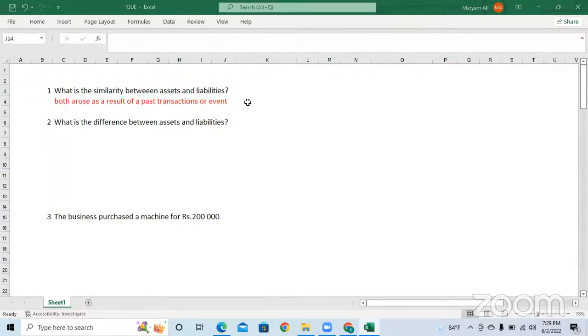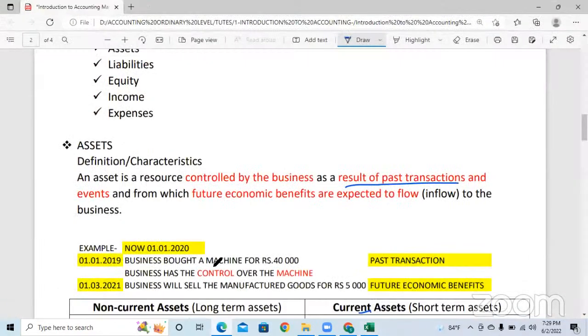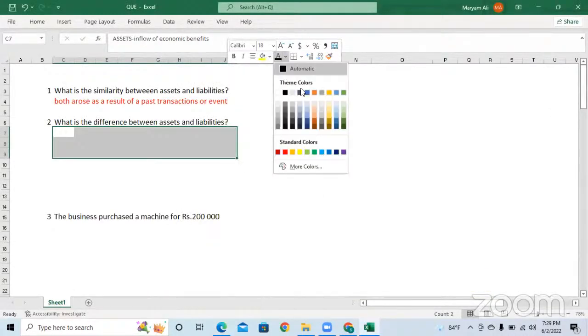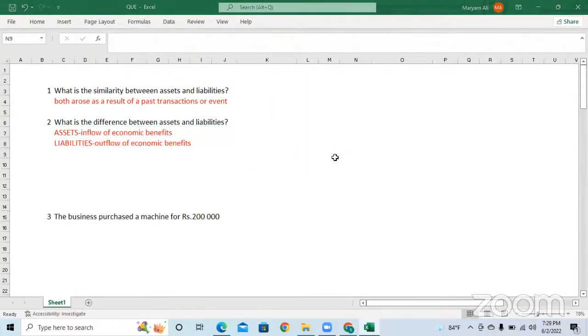Now, what is the difference between asset and liability? The difference, guys, is the economic benefits. If it's an asset, is it outflow or inflow of benefits? It's inflow. If it is a liability, economic benefits will outflow. Good job, guys. For an asset, economic benefits will inflow to the business, while for liabilities, economic benefits will outflow. So guys, these are the things you need to write.